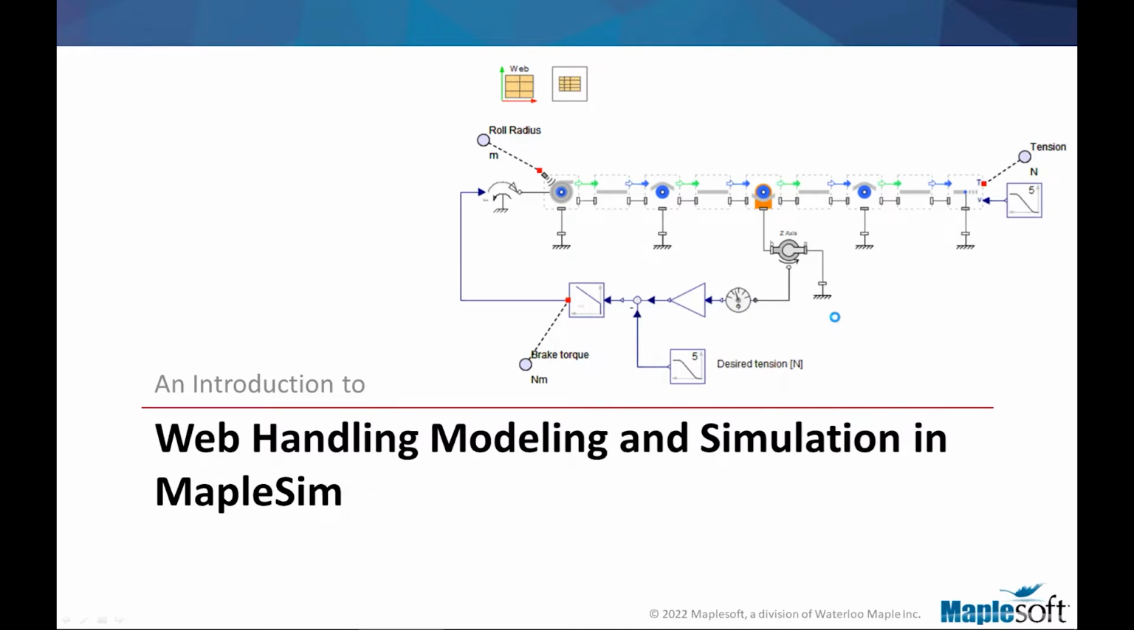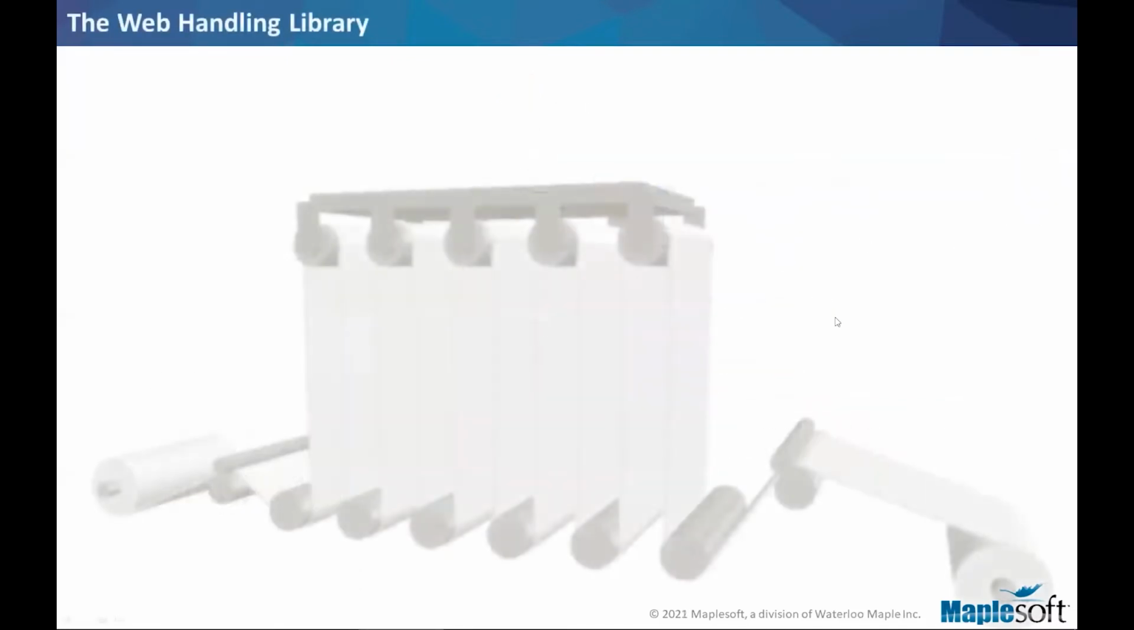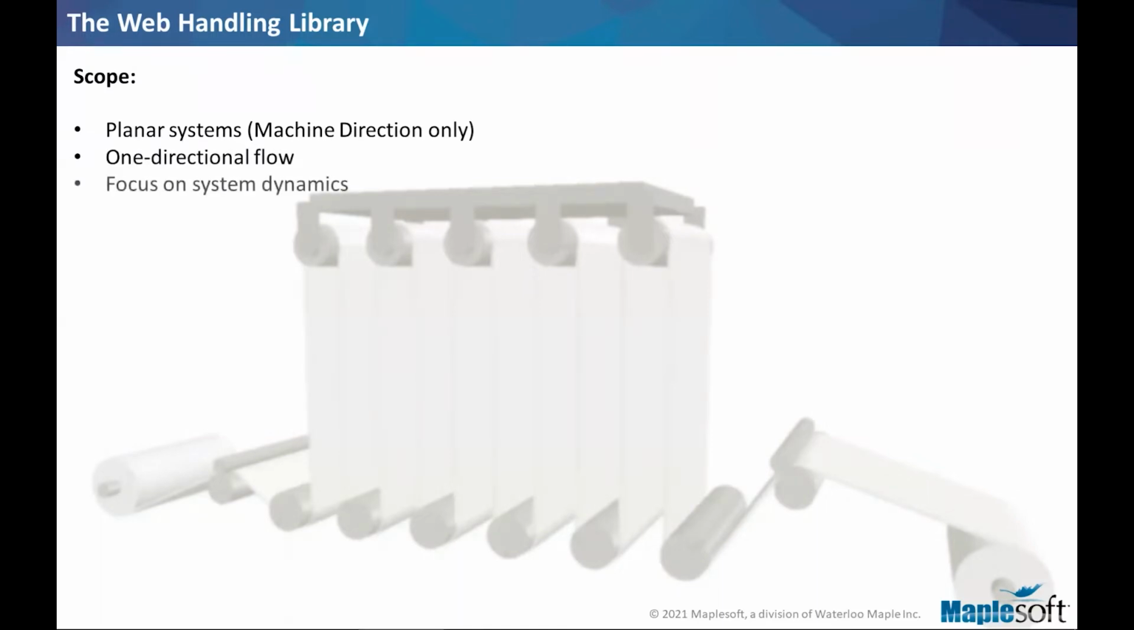So in this session, let's talk about the scope. The type of models that we're going to be focusing on would be machine direction models with one-directional flow. MapleSim is a multi-domain, acausal system-level simulation environment, and so web handling simulations within this environment also involve system dynamics.